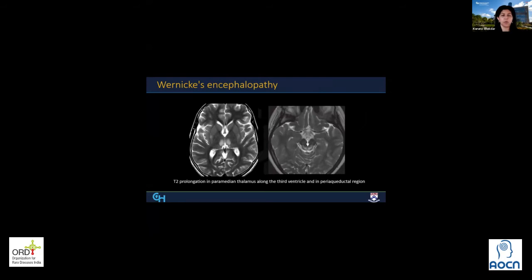Something in the toxic group, which is again seen in older kids and maybe in adults, is Wernicke's encephalopathy, which shows a similar kind of involvement of mainly the areas of the thalamus adjacent to the third ventricle and the periaqueductal region, with T2 hyperintensities. And this can happen either with toxicity with methanol or underlying liver conditions can result in Wernicke's encephalopathy.